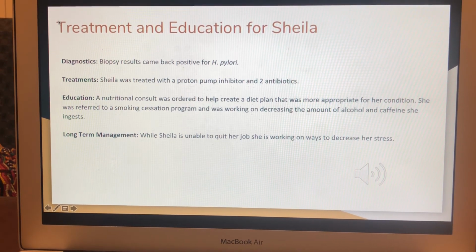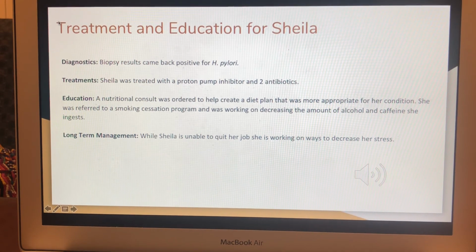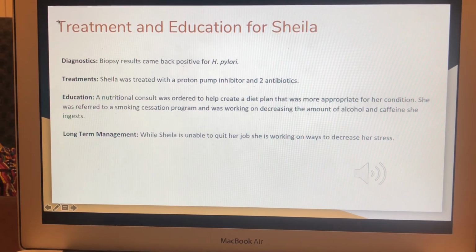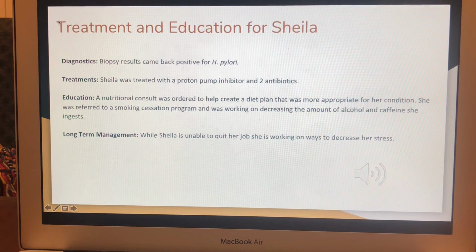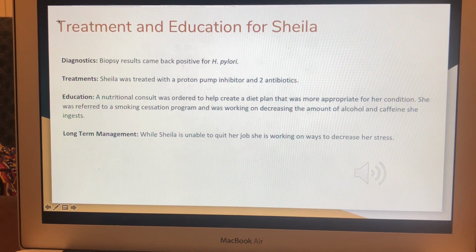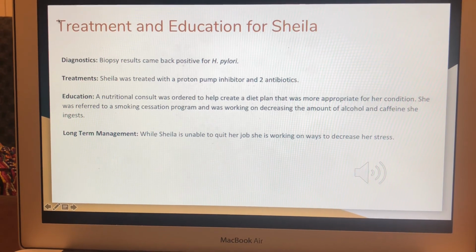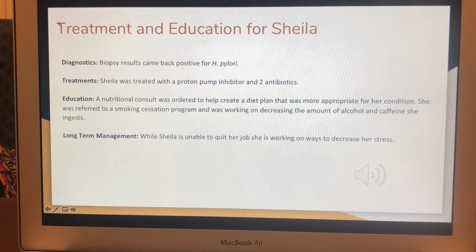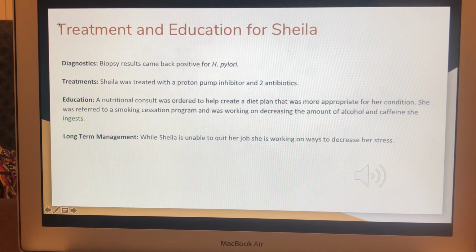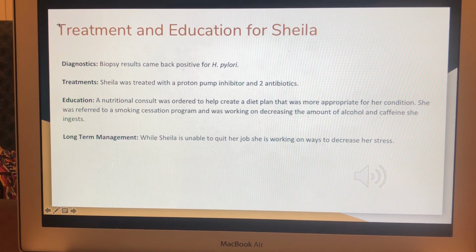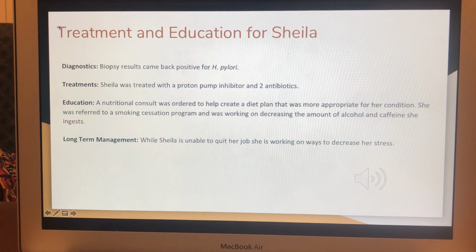Sheila met with a nutritionist to create a diet plan that was more appropriate for her condition. She is working on cutting back her alcohol and caffeine intake and is starting a smoking cessation program as well. Unfortunately, Sheila is unable to quit her stressful job, but she is starting to implement stress relief measures such as yoga and meditation to help long term. Overall, Sheila is making the necessary steps required to reduce or prevent peptic ulcer recurrence.